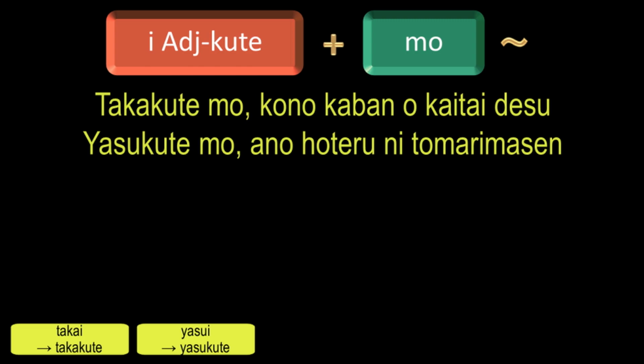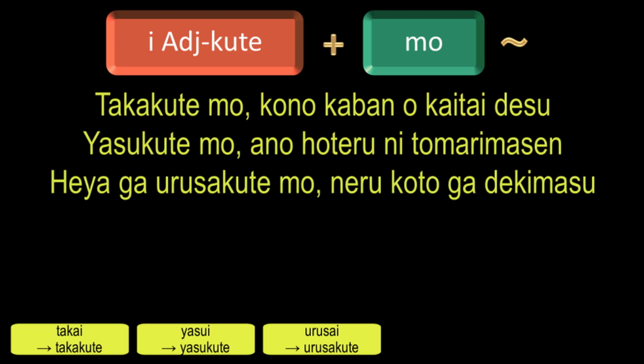Let me go to the next example. Urusai means noisy or loud. By replacing the last e with kutte, we will get urusakutte. And by adding mo, we will get the expression urusakutte mo, which means even if it is noisy. And to say even if the room is noisy, I can sleep. In Japanese, it will be Heya ga urusakutte mo neru koto ga dekimasu.